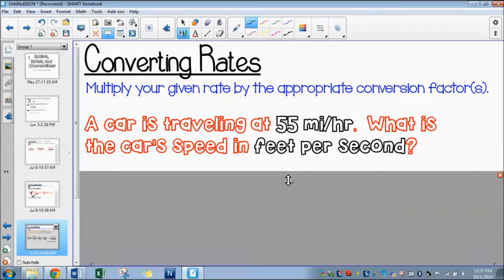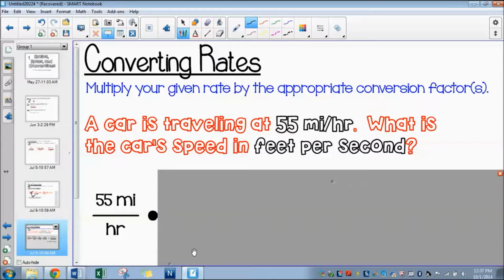So here's the situation. A car is traveling at 55 miles per hour. See that slash? That's what I was talking about. That slash means per. What is the car's speed in feet per second? So I've put this in a different color so that you see the important parts there. I have been given the rate 55 miles per hour, and I'm converting it to feet per second. So start with the given rate, 55 miles per hour. I have two things to do here. I'm going to need to convert miles to feet, and then I also need to convert hours to seconds.